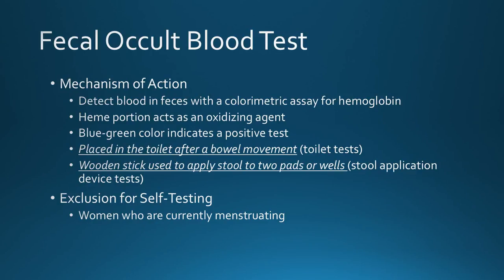Exclusions for self-testing for these tests are women who are currently menstruating, and I generally recommend spacing it by about 2 to 3 days just to make sure that there's no residual blood from the menstrual cycle, because obviously the blood's going into the same area and you don't know where the originating location was for patients.